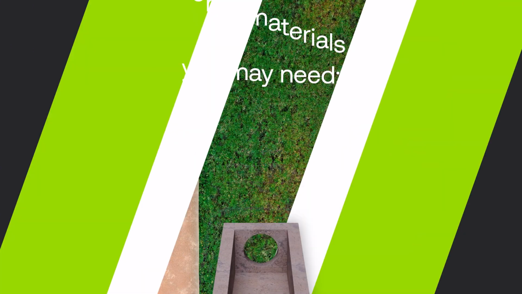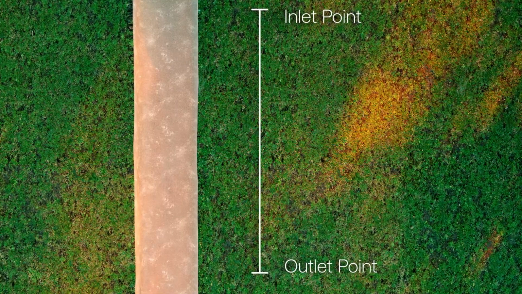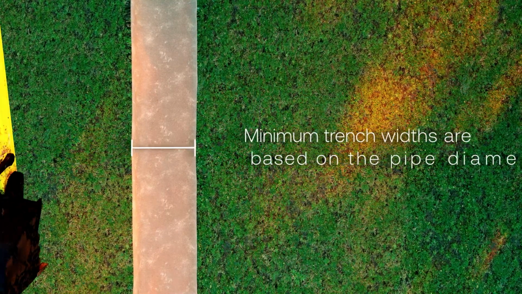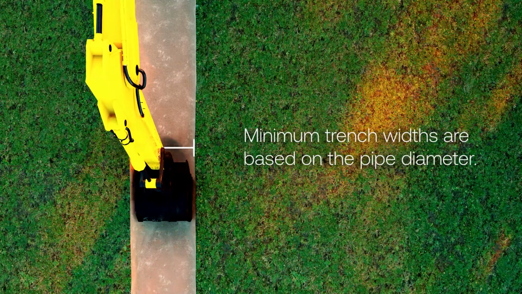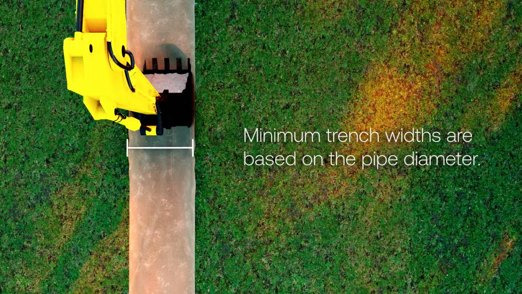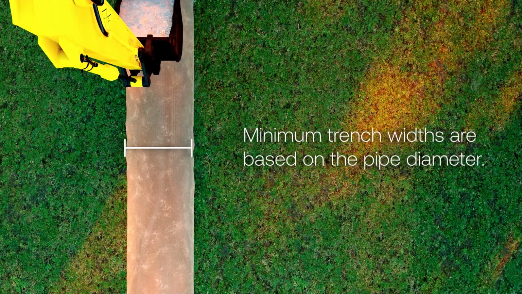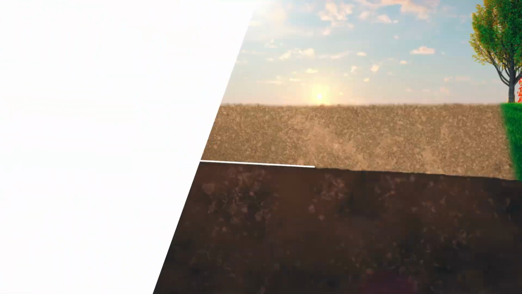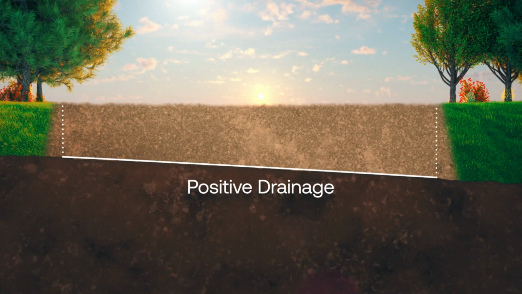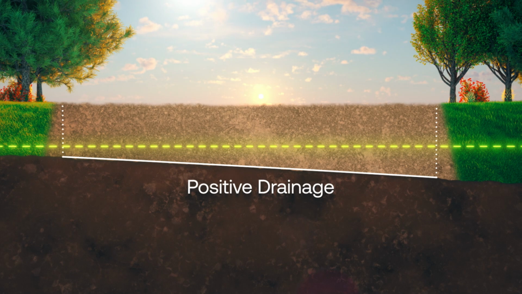The first step is to excavate a trench from the outlet to the inlet point. Minimum trench widths are based on the pipe diameter and should be followed to ensure proper compaction and clearance for compaction equipment. Make sure to allow for positive drainage. A pipe laser may be used to achieve this.